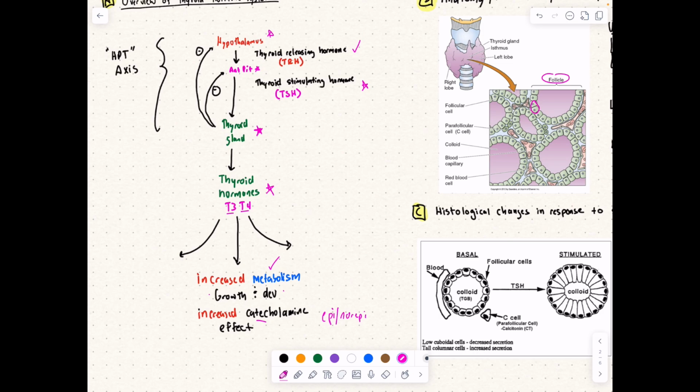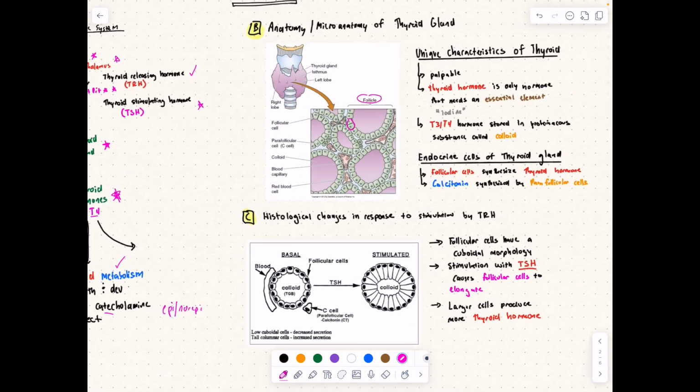You also have a feedback mechanism on the anterior pituitary and the hypothalamus, and this is a negative feedback system. So us saying, hey, we got a bunch of T3, T4, why don't you please chill, hypothalamus, and please chill, pituitary gland, stop releasing TRH, thyroid releasing hormone, and thyroid stimulating hormone. So not too bad.